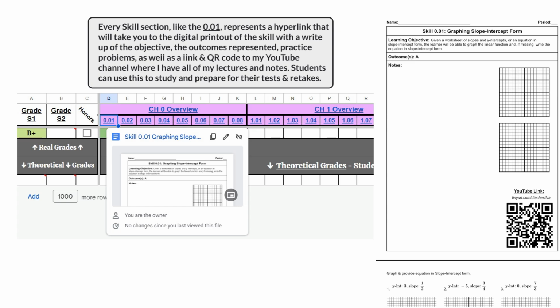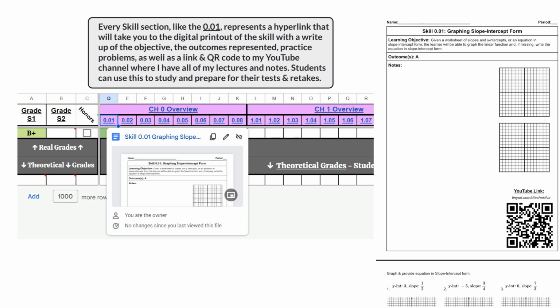So every skill section, like the 0.01 right here, represents a hyperlink that will take you to a digital printout of the skill with a write up of the objective, the outcomes represented, practice problems, as well as a link or QR code to my YouTube channel where I have all of my lectures and notes so students can use this to study and prepare for their tests and retakes.